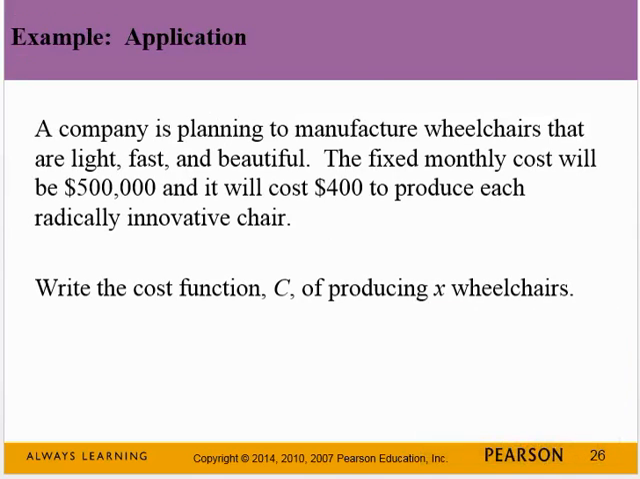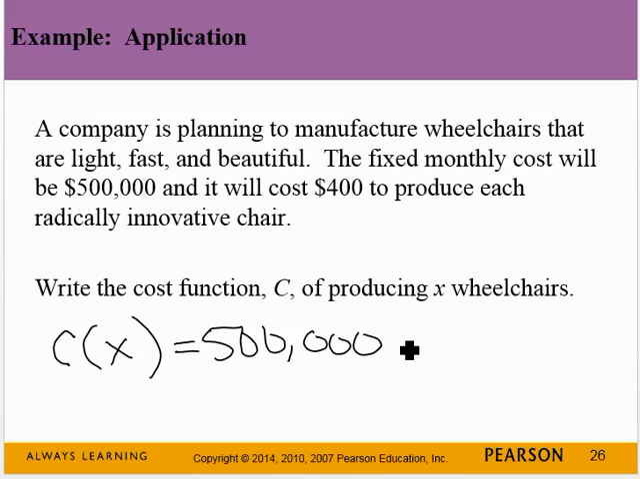So a company is planning to manufacture wheelchairs that are light, fast, and beautiful. Their fixed monthly cost will be $500,000 and it will cost $400 to produce each radically innovative chair. Write the cost function C as a function of x wheelchairs. So we're going to have C of x as our function equals the monthly fixed cost, and then they'll have $400 per chair.